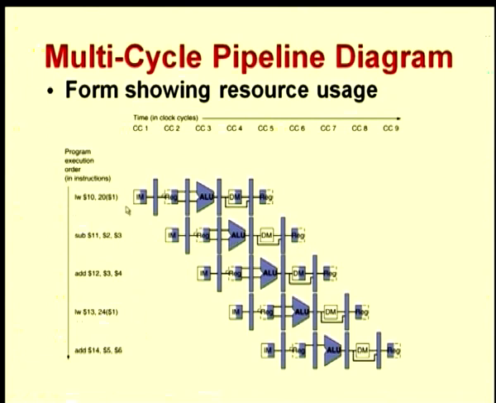So if you have a snapshot of the pipeline like this, you can see, for instance, in clock cycle 5, the fifth instruction is in the fetch stage, the fourth instruction is in the decode stage, the third instruction is in the execute stage, the second instruction is in the memory access stage, and the first instruction is in the register write back stage. Okay, so you can see what is actually happening at every clock cycle and what the different instructions are which are getting executed. Okay, this is a typical representation that we use.